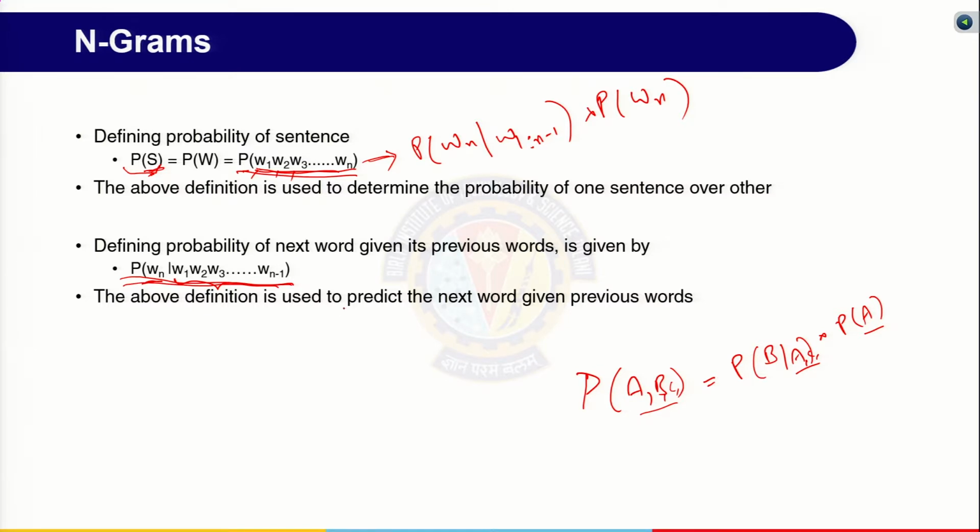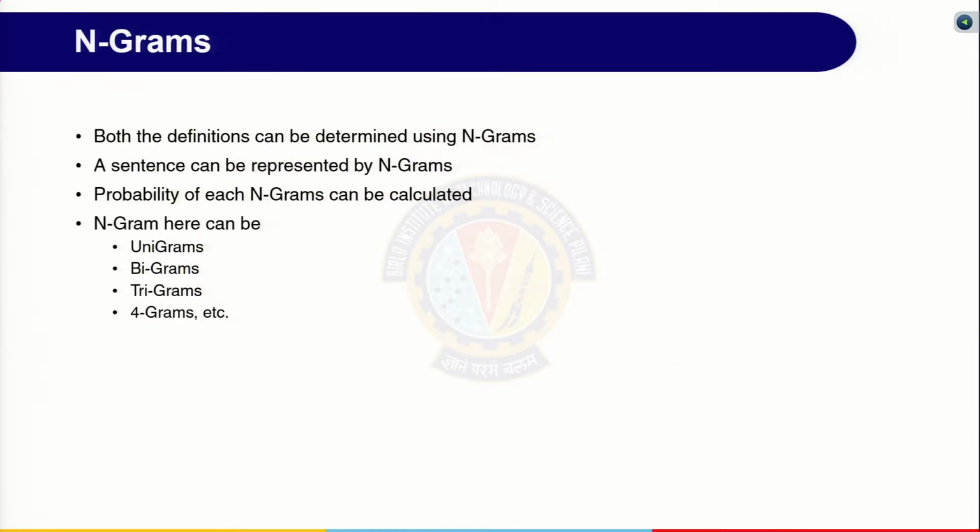This would solve the problem of calculating the probability of a sentence. The above definition is also used to predict the next word, one of the applications we have just discussed. Both definitions can be determined using n-grams. A sentence can be represented by n-grams. So what are the possible ways that an n-gram can be represented? We can have a unigram, a bigram, a trigram, or 4-grams and more.